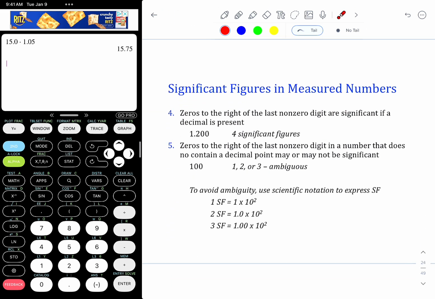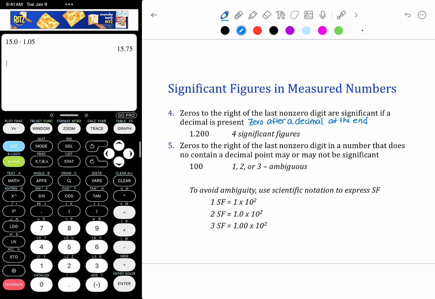Our last 2 guidelines also have to deal with zeros. The zeros to the right of the last non-zero digit are significant if a decimal place is present. Another way of saying this is if there are zeros after a decimal place at the very end, they are significant. So let me write that. Zeros after a decimal at the end.